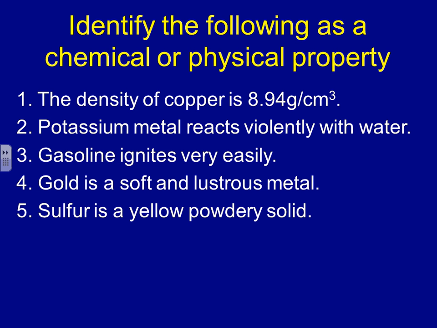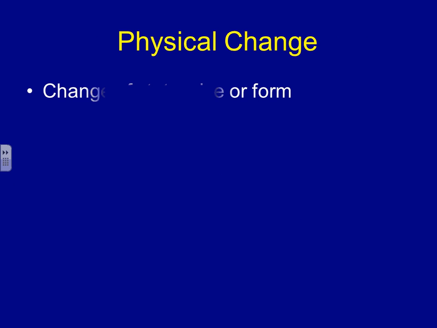Gasoline ignites very easily. Chemical, yep. Gold is a soft and lustrous metal. Physical, very good. Sulfur is a yellow powdery solid. Physical, excellent. Any questions or concerns on physical properties and chemical properties? We don't need to be wasting our time.